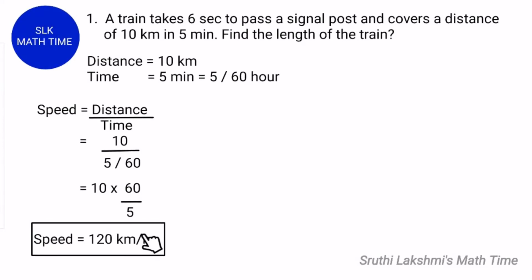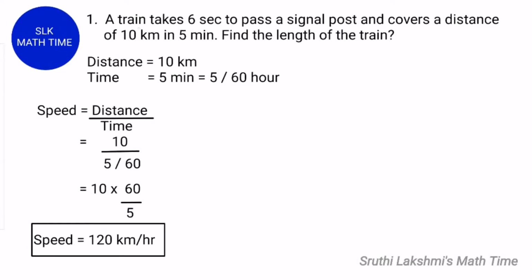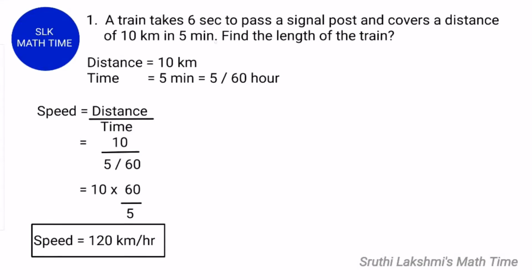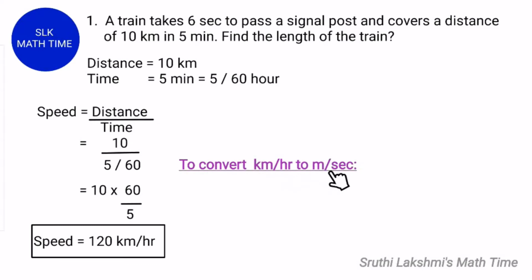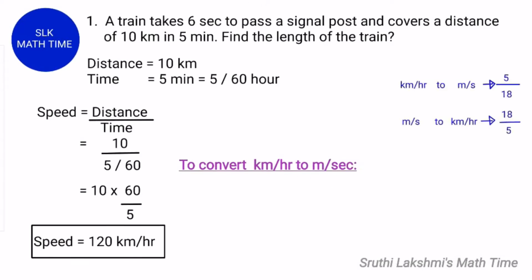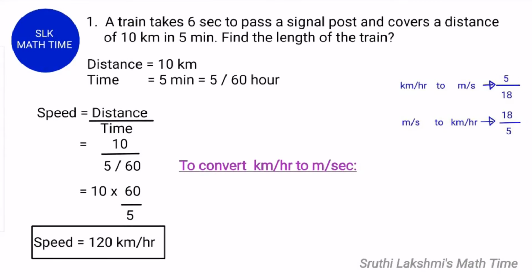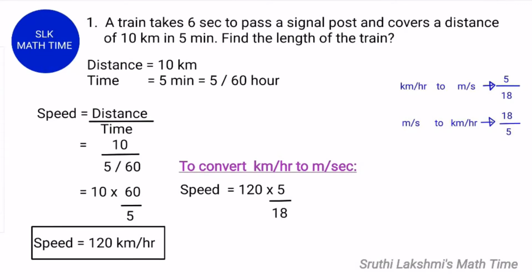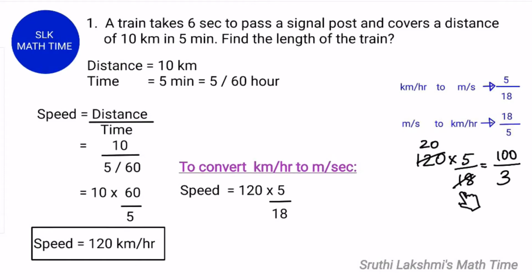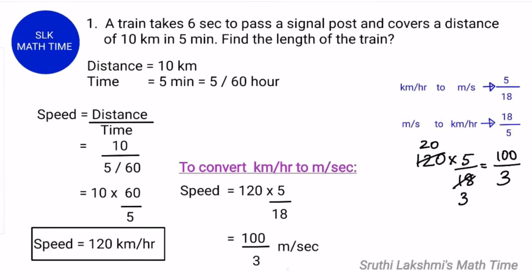The speed is in km per hour, while the time it takes for the train to pass the signal post is in seconds. So we have to convert km per hour to meter per second. When we convert from km per hour to meter per second, we multiply by 5 by 18. The speed of the train is 120 into 5 by 18. When we simplify this, we get 100 by 3 meter per second.